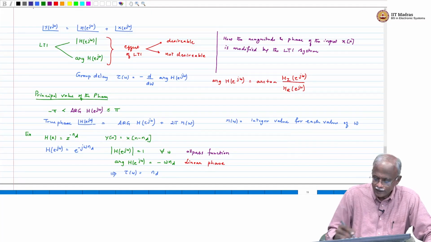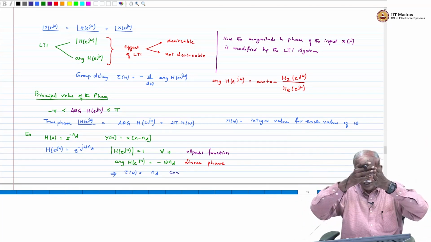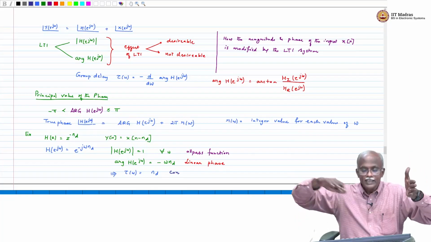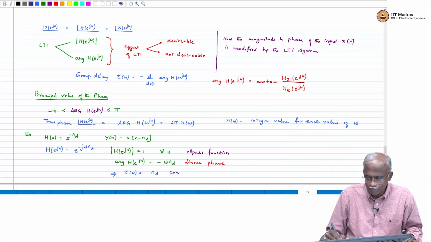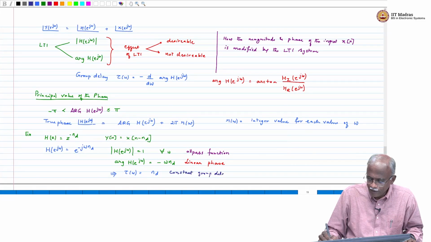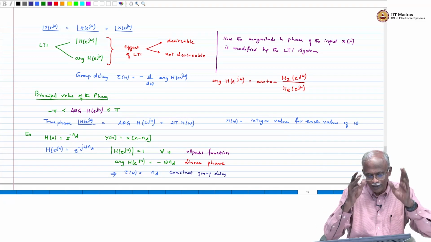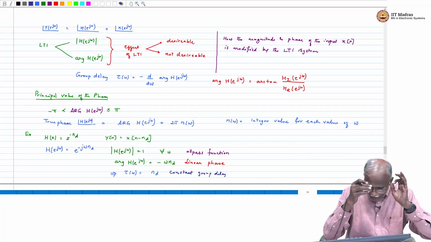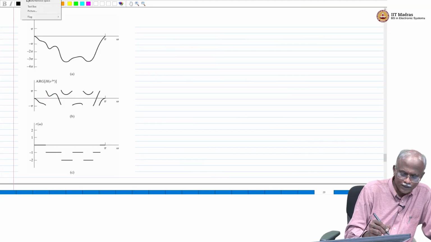So this basically says a delay is an all-pass with respect to magnitude, a linear function with respect to phase, and a constant with respect to group delay. But the reason I wanted to introduce this was not for this, but to show you the difference between the principal value and the true phase. So let us look at that expression.